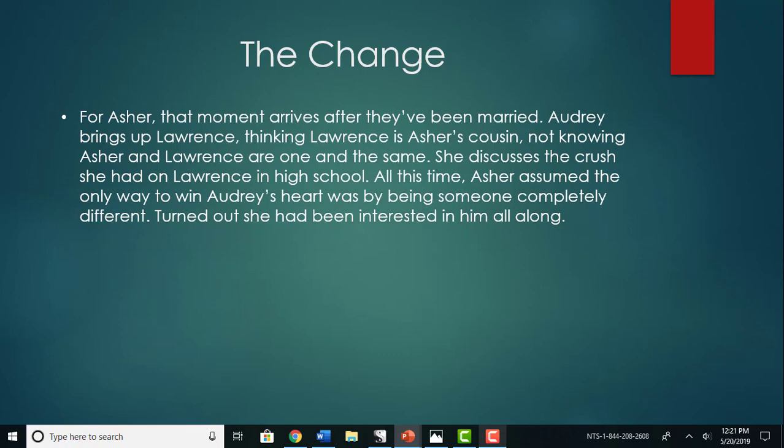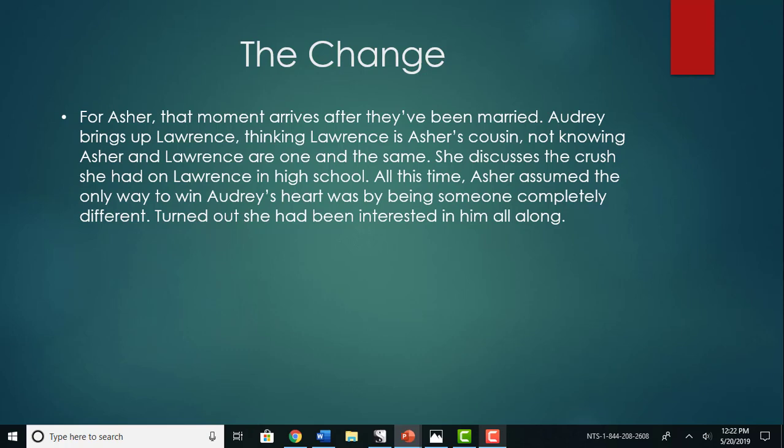For Asher, that moment arrives after they've been married. Audrey brings up Lawrence, this kid that she knew in high school, thinking that Lawrence is Asher's cousin because she's seen a few pictures of Lawrence in the house. And she still doesn't know that they're one and the same person, that Asher's just had a major makeover, going from scrawny geek to someone that she can hardly recognize. So she discusses the crush she had on Lawrence in high school. And all this time, Asher assumed that the only way to win Audrey's heart was by being someone completely different, by being maybe a jock or by being successful monetarily.